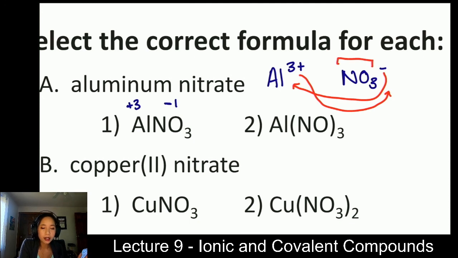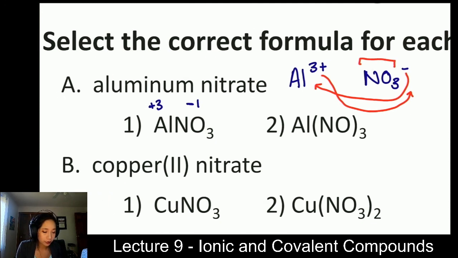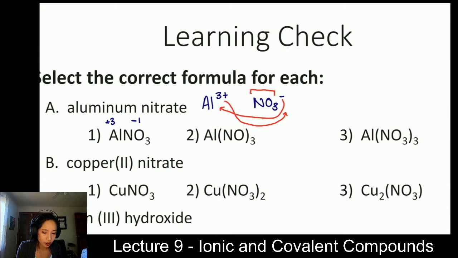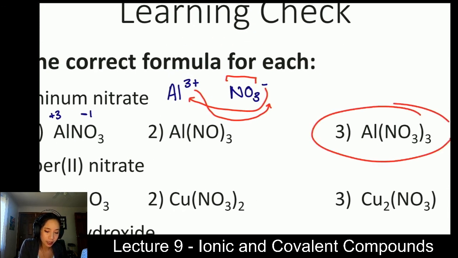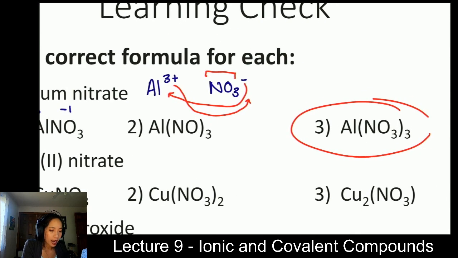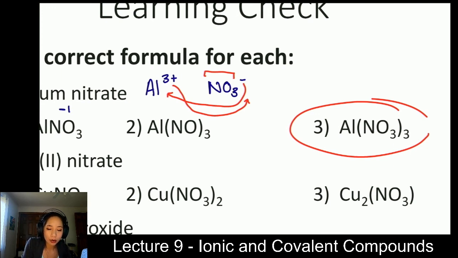This is one species, so there has to be 3 of them. So the answer here is actually 3, where we have 1 aluminum and 3 nitrates overall. Right, so I have the nitrate, which in itself, that species is NO3, and then there's parentheses around it. There has to be 3 of them because each of those nitrates has a -1 charge. We need 3 of them to cancel out the aluminum.